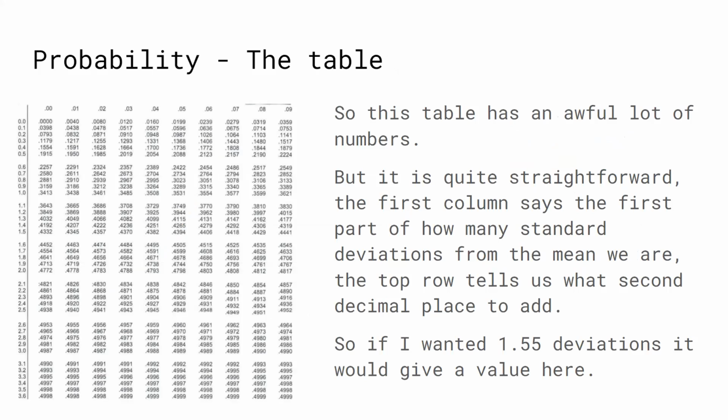Now, the probability table of a bell curve. Now, this table has an awful lot of numbers, but it's quite straightforward. The first column on the left says the first part of how many standard deviations from the mean we are. So 0.1, 0.5, 0.1. And the top row tells us what second decimal place to add to that. So if I wanted to get 1.55 standard deviations, I would come down to 1.5 and across the top to where it says 0.05, and I would end up here.